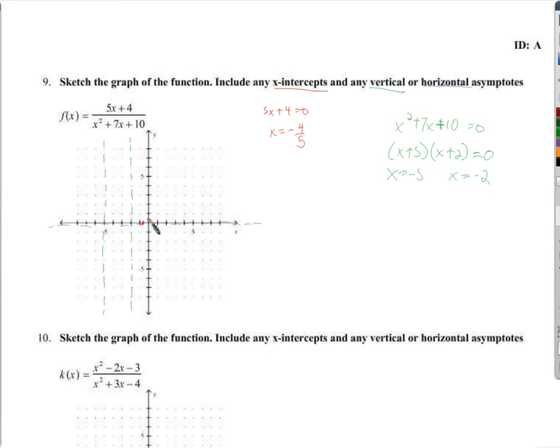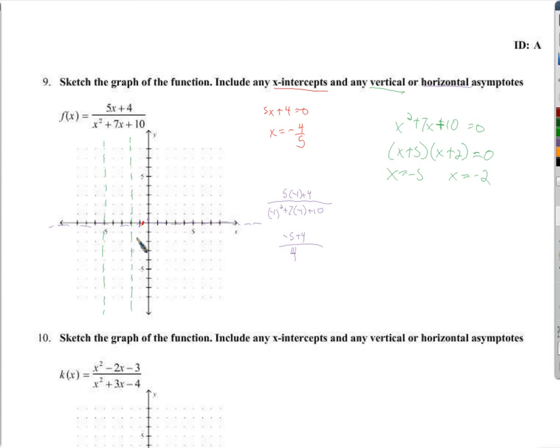All right. Somewhere in between negative 4/5 and negative 2, negative 1's a nice candidate. So negative 1, that's 5 times negative 1 plus 4 over negative 1 squared plus 7 times negative 1 plus 10. So negative 5 plus 4 over, let's see, this is 1 minus 7. That's negative 6 plus 10. That's positive 4. Okay, so negative 1/4 is what that would come out to be.